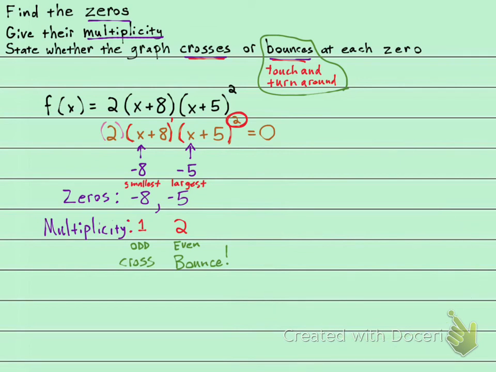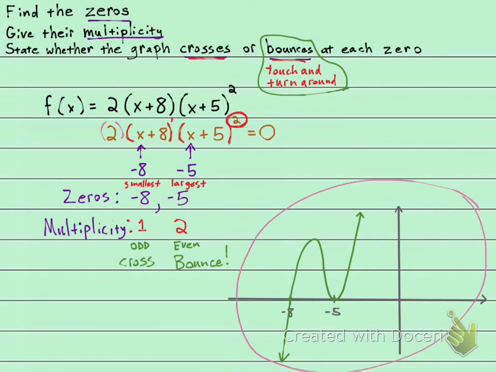I'm just going to sketch what this looks like so you can see the zeros, the crossing, and the bouncing. In this rough sketch of the graph, you can see that it crosses through at -8, where the multiplicity is 1, and at -5 it touches and turns around. So it actually touches 0, but then turns around. It does not cross through to the other side.